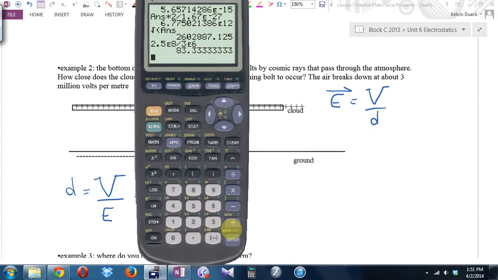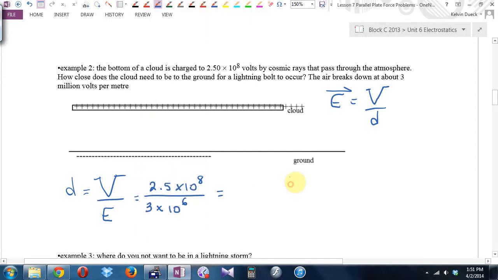You get 83.3 meters, okay? What if, using these made-up numbers, the 3 million is an accurate number. The voltage generated varies depending on the storm conditions. On a very, very muggy, stormy day where the clouds are moving a lot, they actually sort of rub against each other. You can generate lots of electric friction and separate charges and get a bigger voltage than that, or you might get a smaller voltage than that. Smaller voltage, the cloud would need to be closer. Bigger voltage, the cloud could be further away and still jump.